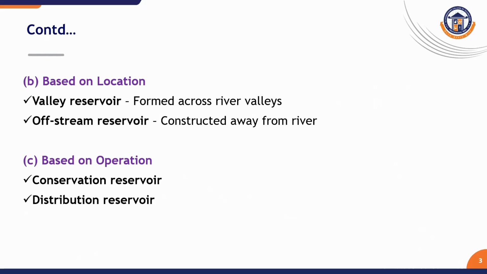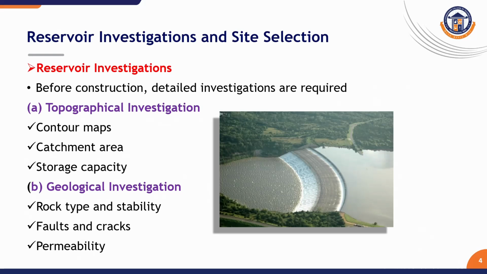Based on location, reservoirs are classified into valley reservoir and upstream reservoir. An upstream reservoir is constructed away from the river. Based on operation, reservoirs are classified into conservation reservoir or distribution reservoir. The picture clearly shows an aerial view of a dam structure.